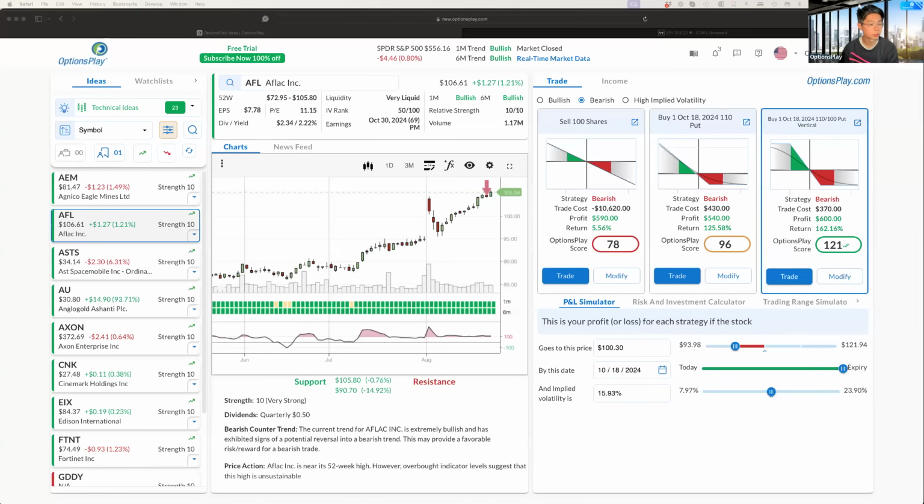Any other questions? How is the score constructed? So the score is proprietary to us. I'm not going to share how we construct that score, but I can tell you what we're trying to achieve with that score.